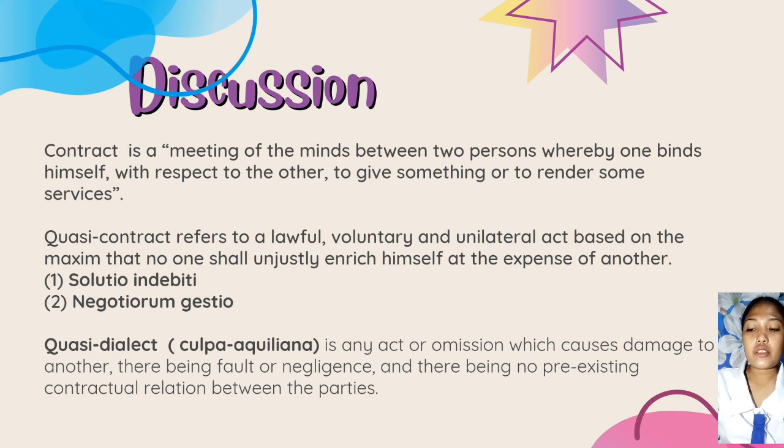Civil obligations arising from criminal offenses are governed by the provisions of the Revised Penal Code, such as restitution, reparation of the damage caused, and indemnification for consequential damages, and second, by the provisions of the Civil Code on damages, which are moral, exemplary, and nominal damages. A quasi-delict, also known as culpa aquiliana, is any act or omission which causes damage to another, there being fault or negligence, and there being no pre-existing contractual relation between the parties.